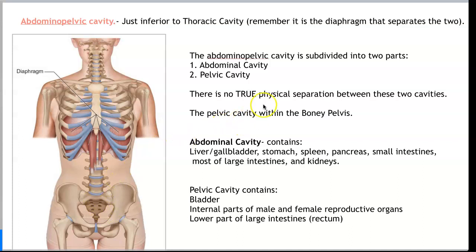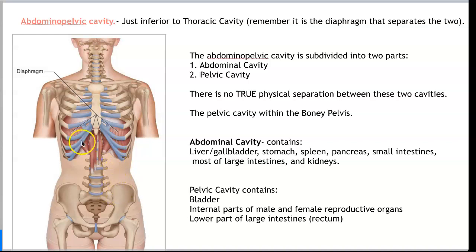So the pelvic cavity is deep within this bony pelvis. Now, there is no true separation between these two cavities. We have the bony pelvis, but there's not a complete separation like there is with the diaphragm. The diaphragm is a complete separation.